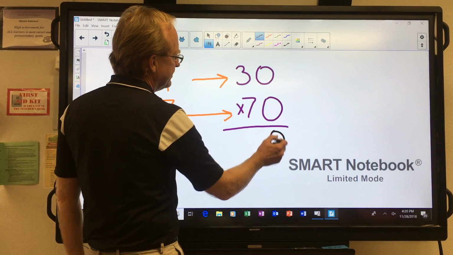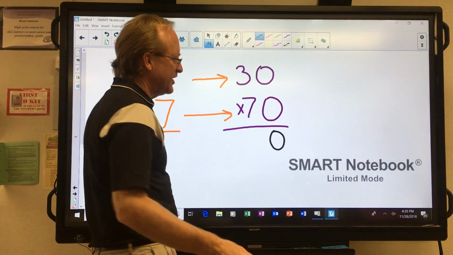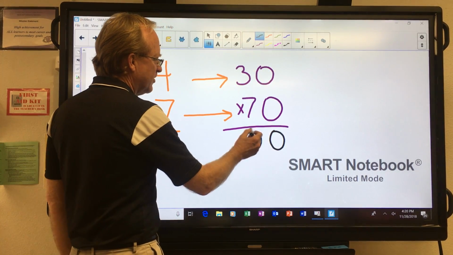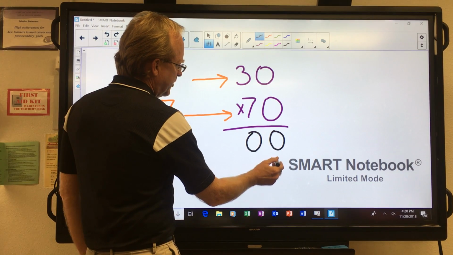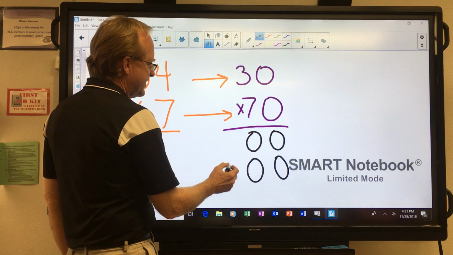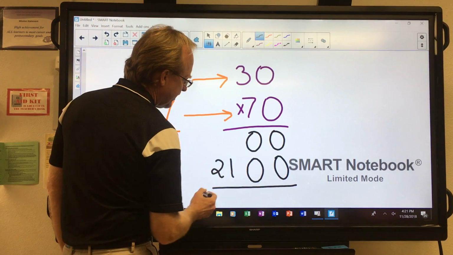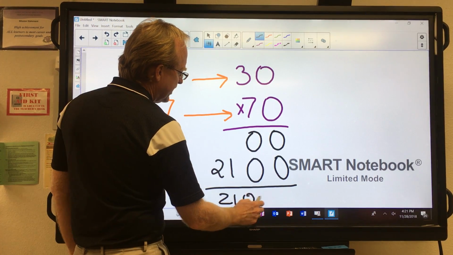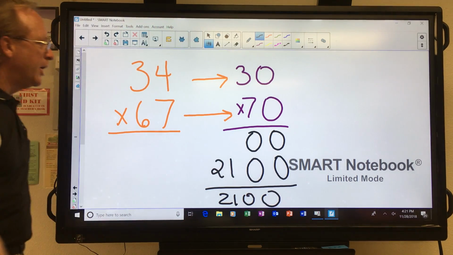So 0 times 0 is 0. Oh, there's that rule on multiplication again. 0 times 3 is 0. And now I'm going to put a placeholder 0. 7 times 0 is 0, and 7 times 3 is 21. My estimation is 2,100.